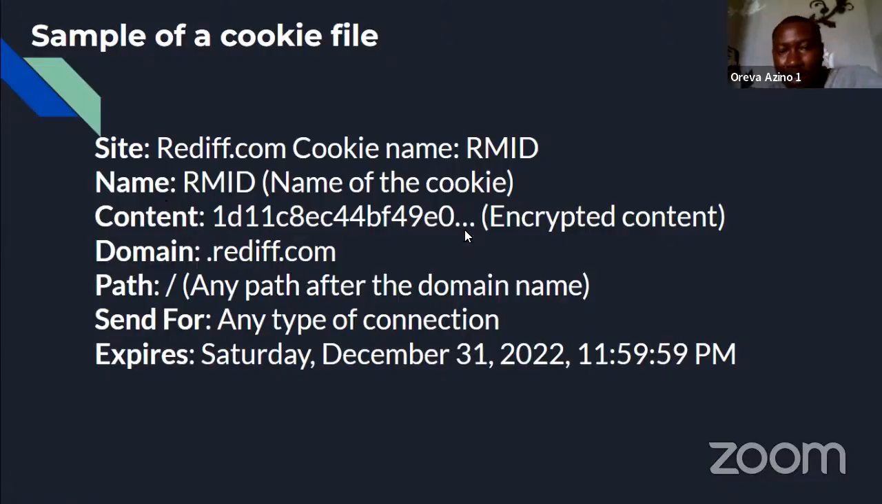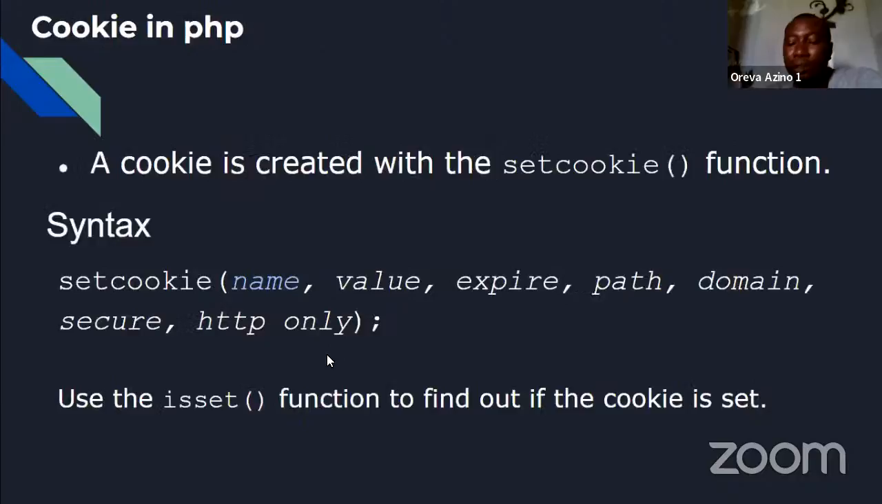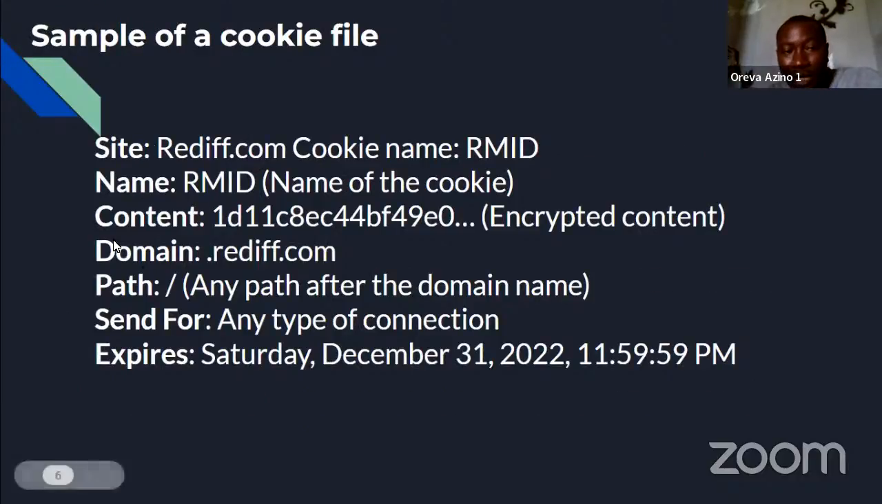Now, this content is encrypted; this thing looks more like hexadecimal, or maybe a higher number-based system. It generally stores information in encrypted form, so you can't really see what it is except you decrypt it, and the websites are able to decrypt that. Then the path is there, then the type of connection and the expiration date. Now, the most important thing in a cookie file is the name of the cookie file. Every other thing may not be there, but the name of the cookie file should exist.